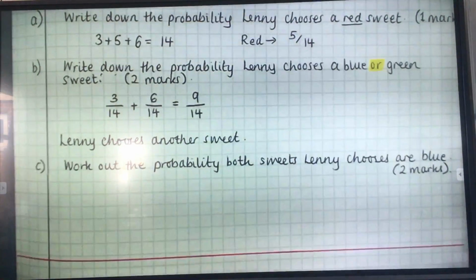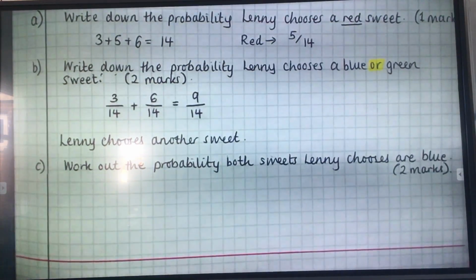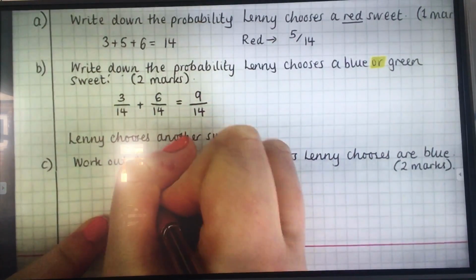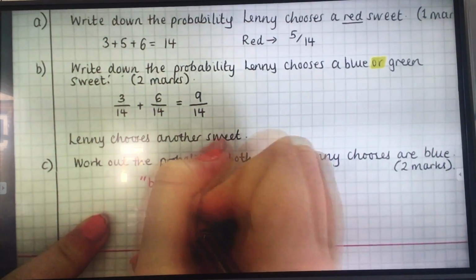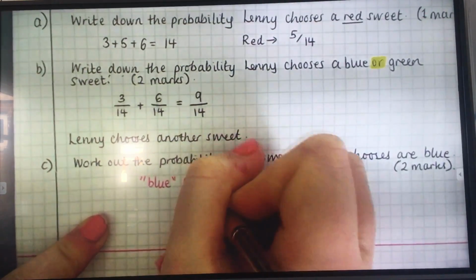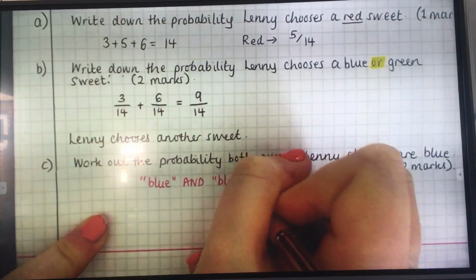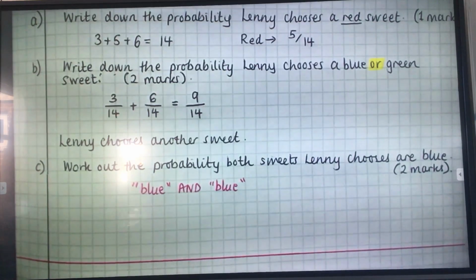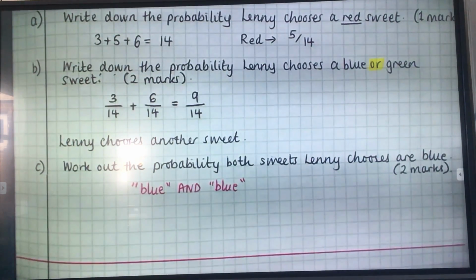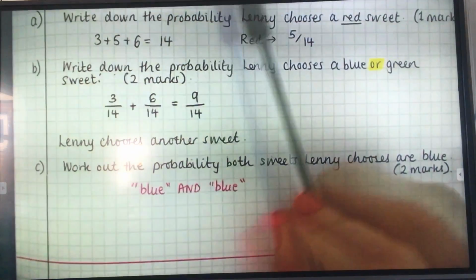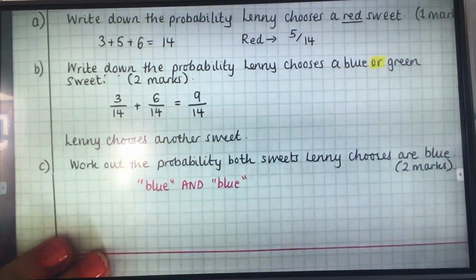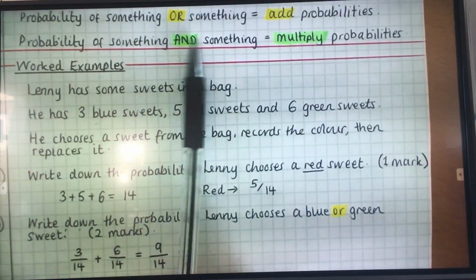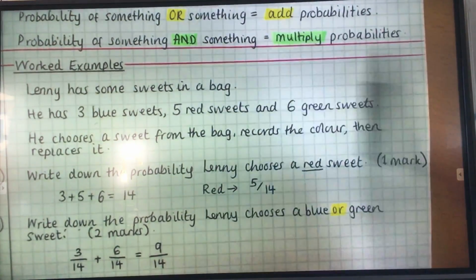So you can imagine if you were going to say that out loud, then that would mean that it's a blue sweet and another blue sweet. So that's where our and rule comes in. We've chosen 2 sweets, we want it to be blue and blue. So what happens there, according to our and/or rules we wrote down in our key points, when it's something and something, you multiply the probabilities.